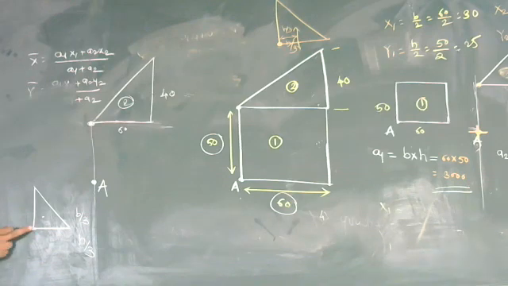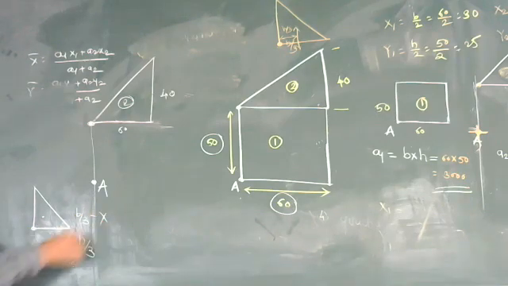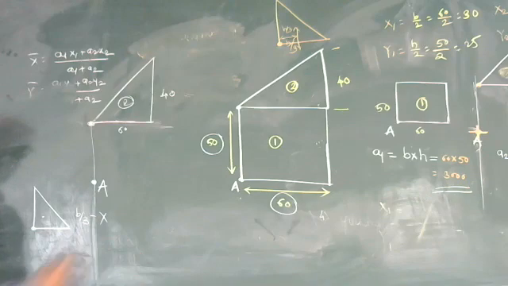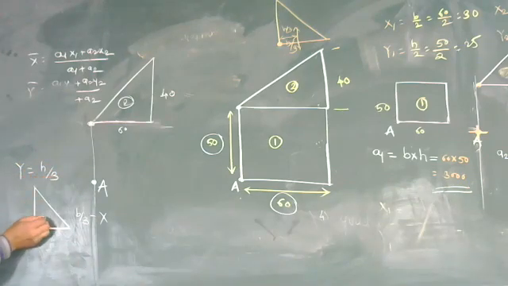Am I right or wrong? From this corner, b by 3 is x and h by 3 is y. So I think there is some mirror problem. So y is equal to h by 3 for this type of triangle.